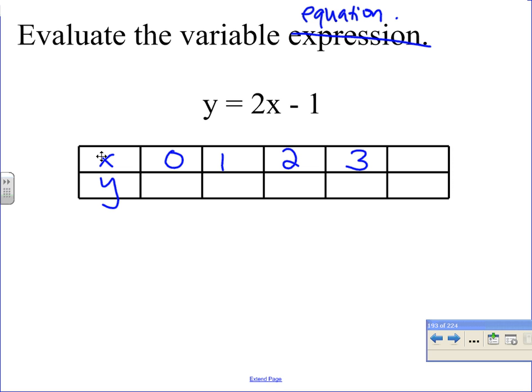Good job. So if x is 0, here's how we find y. 2 times 0 is 0. 0 minus 1 is negative 1. Plug 1 in for x. What's 2 times 1 minus 1? Annalise. Good. Plug 2 in. What's 2 times 2 minus 1? Justin. Good. Plug 3 in. What's 2 times 3 minus 1? Matt. Good. That's all you do.